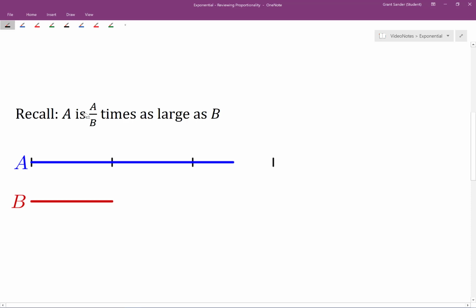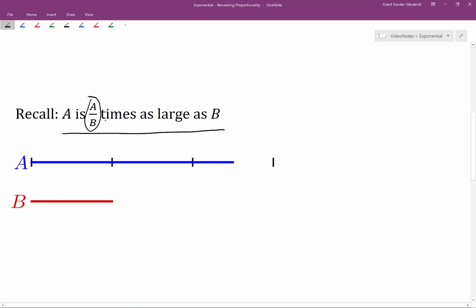In this video, we will review the idea of proportionality, but let's start by reviewing the idea of using division as a measure of relative size. So recall that A is A divided by B times as large as B. So this fraction, A divided by B, tells us the size of A relative to B, or it's the measure of A in units of B.